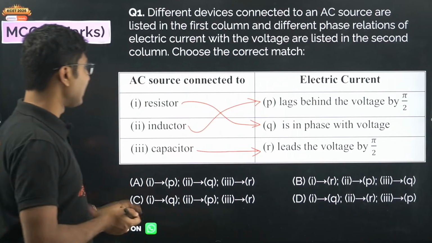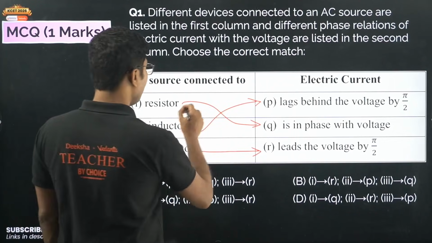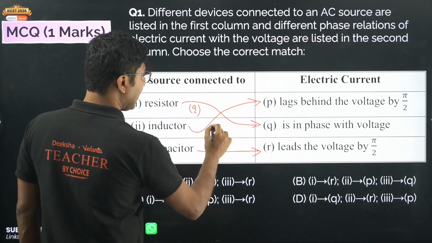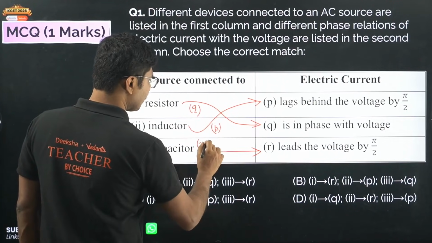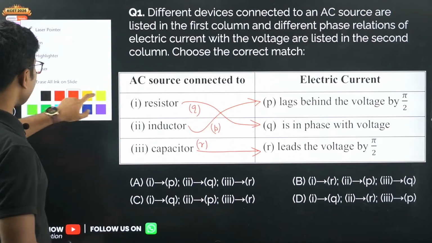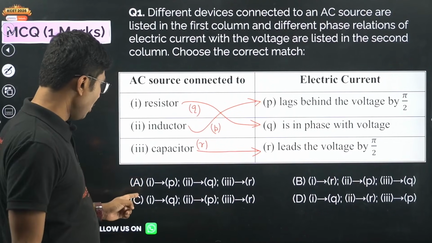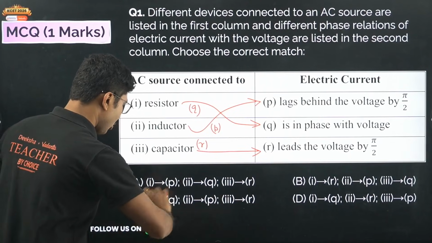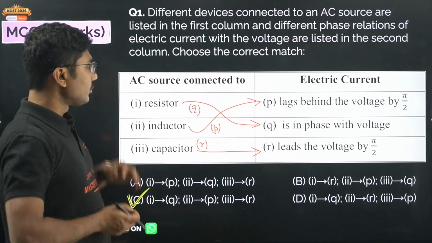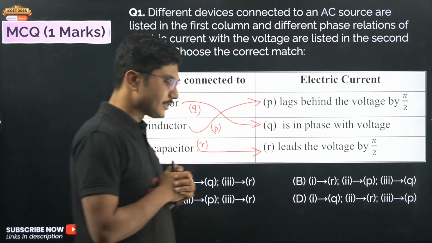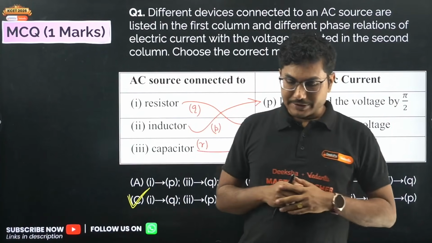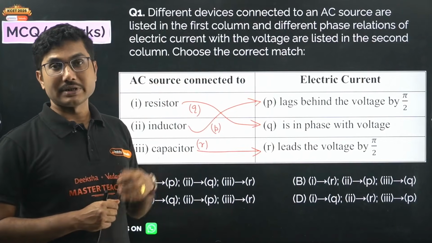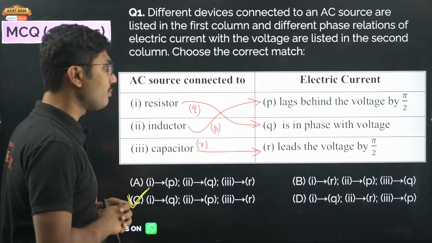So we found our correct match. 1 is matching with Q, 2 is matching with P, and 3 is matching with R. So now let's find the correct match for this question. 1 is Q, 2 is P, 3 is R, so the correct match here is option C, right? So remember the phase relation, that in case of resistor, voltage and current remain in the same phase. In case of inductor, current lags behind the voltage by pi by 2, and in case of capacitor, current leads the voltage by a factor of pi by 2.